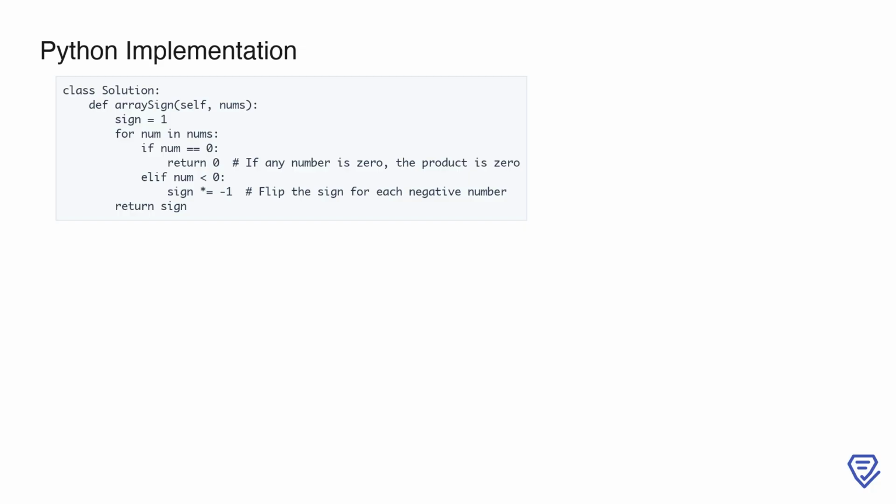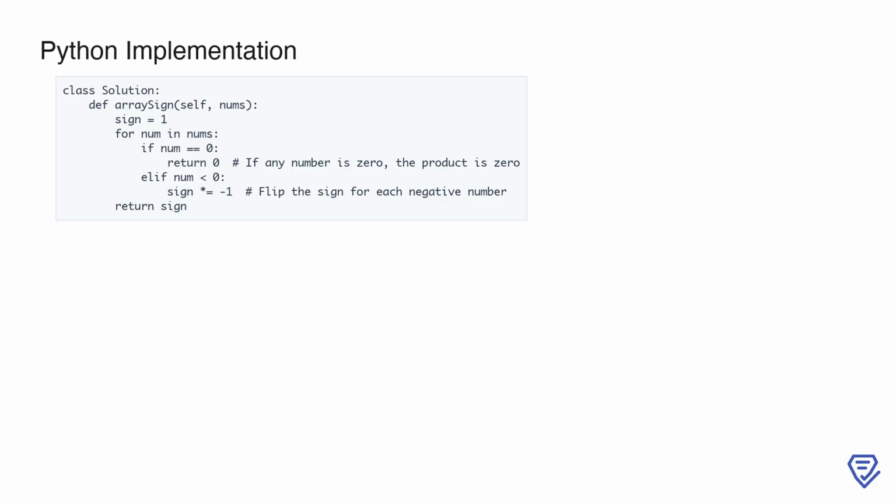The key insight here is that multiplying by a negative number flips the sign from positive to negative or vice versa, while multiplying by a positive number leaves the sign unchanged. The program then iterates through each number in the array. If it encounters a 0, it immediately returns 0 because the entire product becomes 0. Otherwise, if the number is negative, the sign variable is flipped by multiplying it by -1. Positive numbers leave the sign variable unchanged.